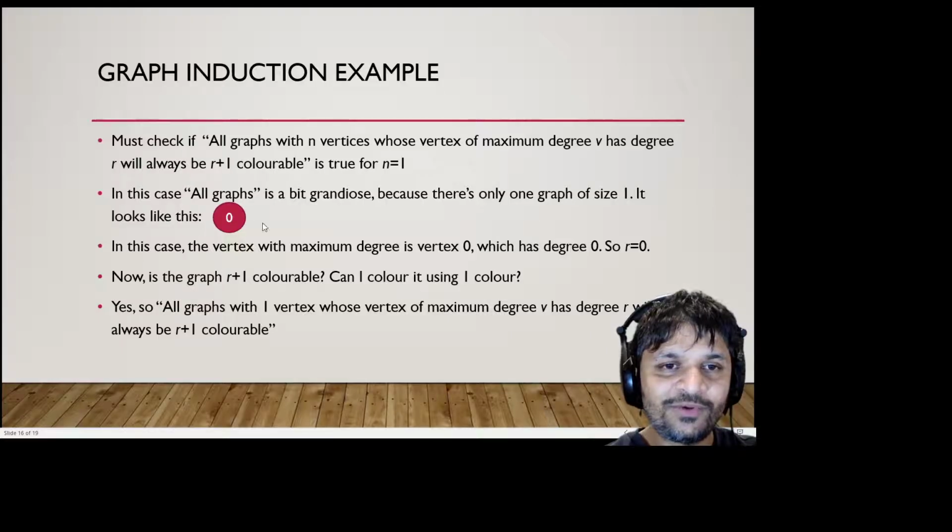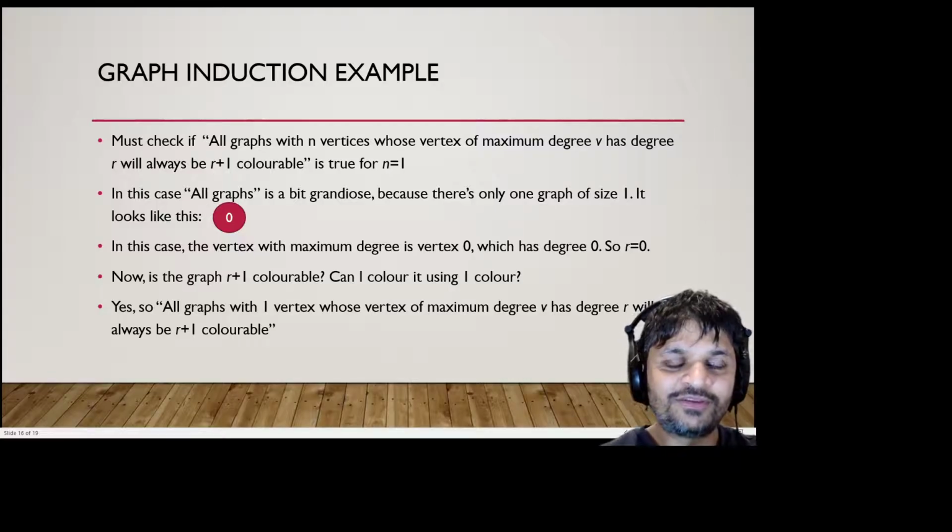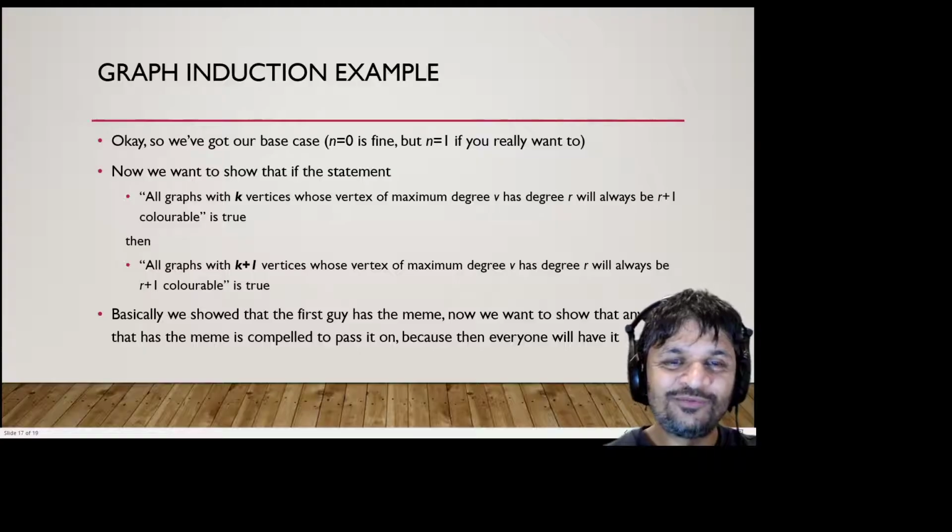Can I color it using one color without breaking any constraints? Yeah, I can. There's only one vertex, so I can assign it to that one color, and I'm done. So the statement that all graphs with one vertex, whose vertex of maximum degree v has degree r, will always be r plus 1 colorable is true, which is great. So that means I've got my base case. Either it's n equals 0 or n equals 1 if you were unconvinced by n equals 0, although it was actually perfectly fine. Then my base case is done.